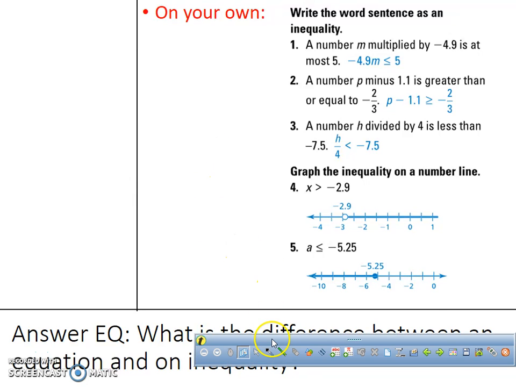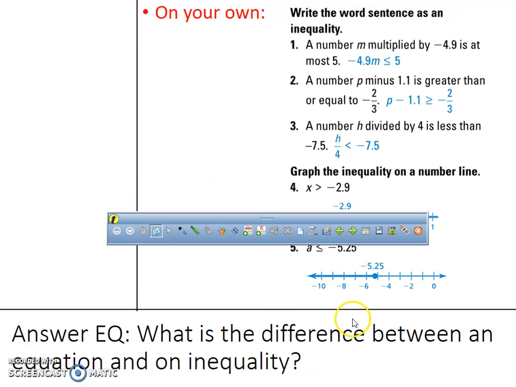Okay, go ahead and answer this essential question, what's the difference, and take that checkpoint.